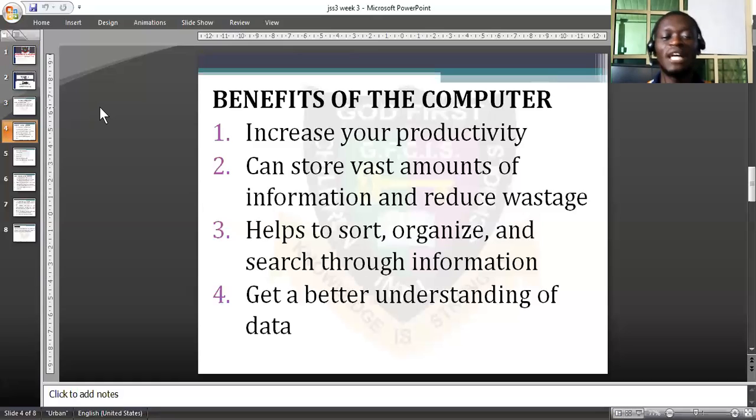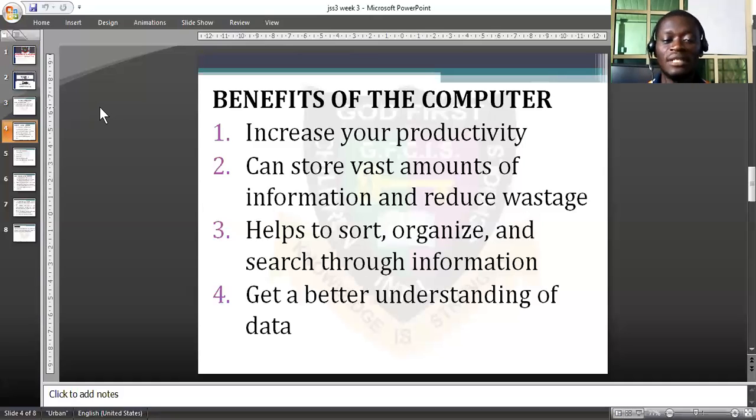Three, computer helps to sort, organize, and search through information. Our information can now be sorted in either ascending or descending order. Our information can now be organized serially. It can now be indexed and properly treated, not just collated together without direction, without rules and protocols on the information. So computer can help us to sort, organize, and search through information.